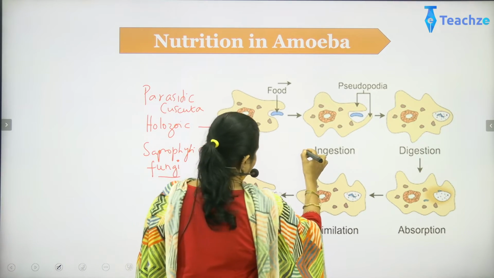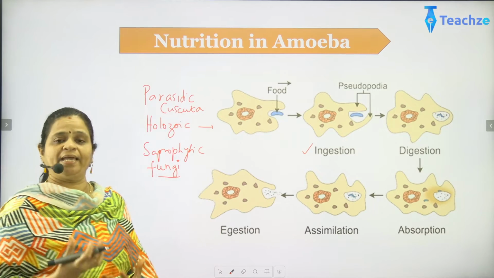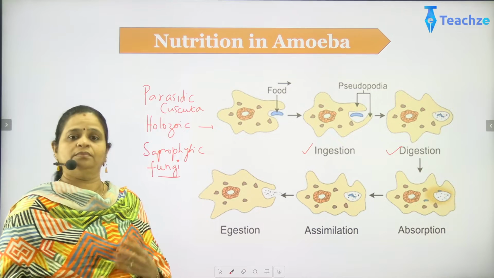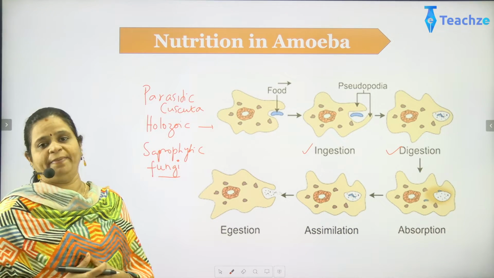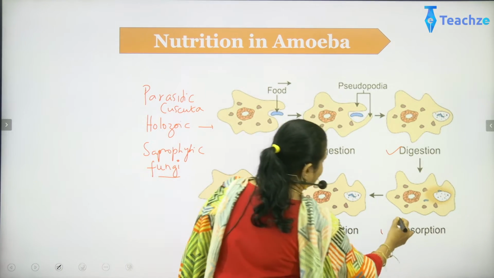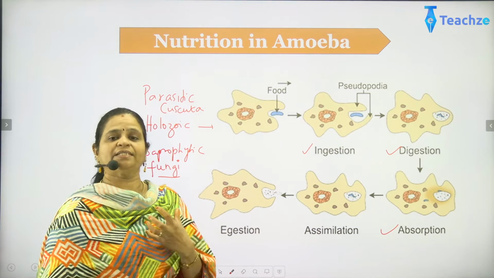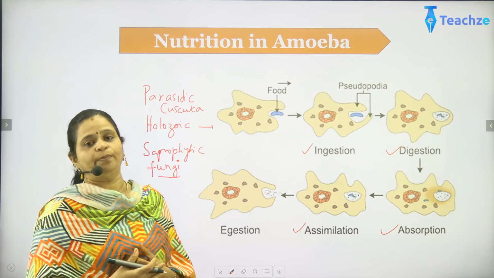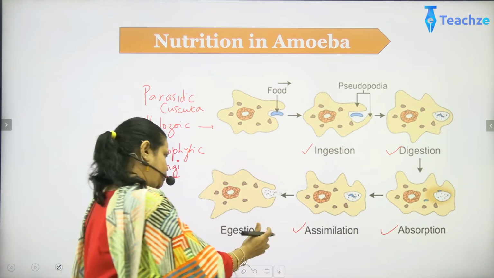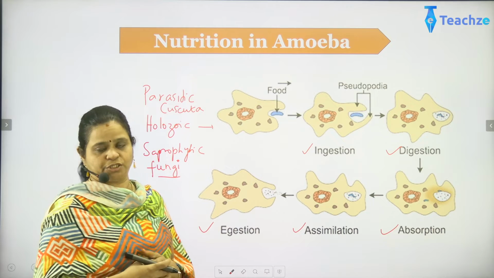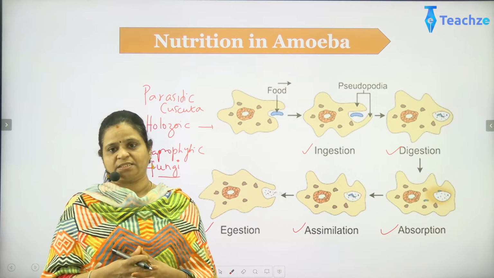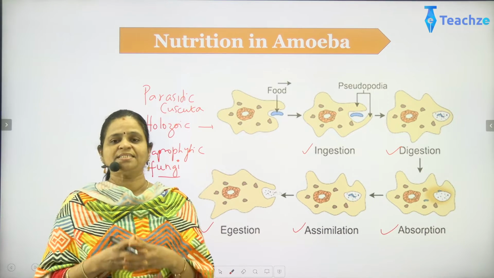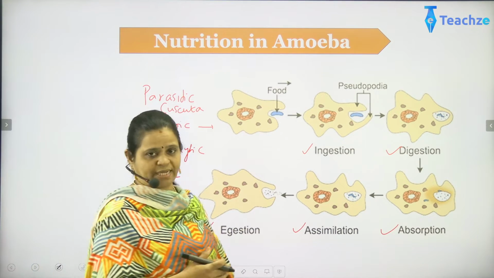The first step is ingestion. Ingestion is the taking of food. The second one is digestion. That is, after taking the food, with the help of enzymes, the food will be digested. The third is absorption. Once the food is digested, it has to be absorbed by the body. The fourth one is assimilation. How the absorbed food is converted to energy is assimilation. And the last step is egestion. That is to remove the unwanted substances from the body which are not required. In amoeba, it is a very simple mechanism. It follows all the steps.